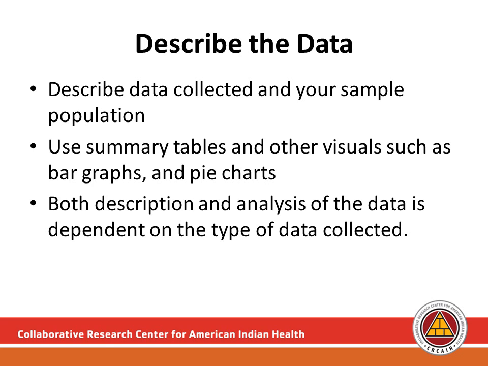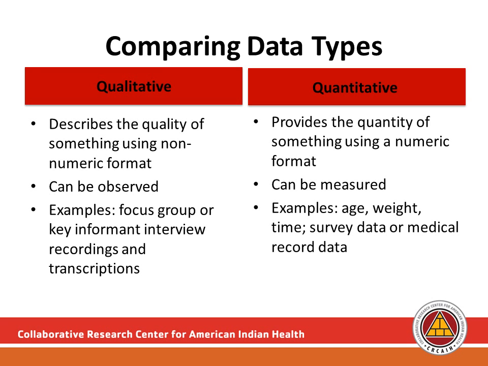Both description and analysis of the data is dependent on the type of data collected. There are 2 different types of data, qualitative and quantitative. Qualitative is data that describes something in a non-numeric way. In other words, qualitative data is something that can be observed.